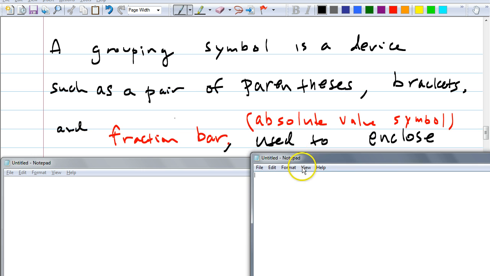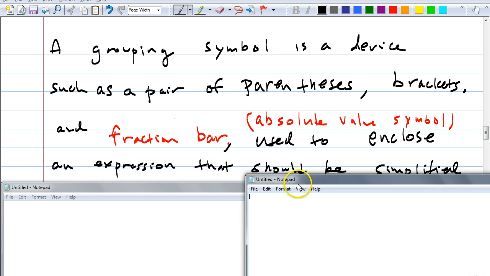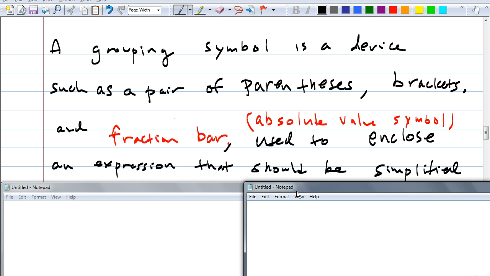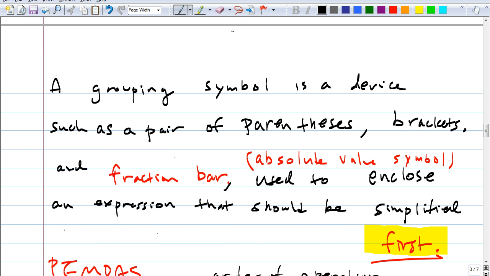And what else did I say? Grouping symbols are these things that are used to enclose an expression that should be simplified. What? Exactly. Simplify first. That's why we have the grouping symbol. You've got to do that one first. Does that make sense? Okay.